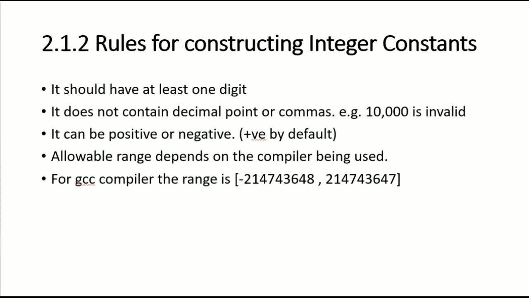So for example, 10,000, as in our day-to-day practice, we use commas to make it more legible. But in C programming language, we do not use this comma. If you use this comma, the compiler is going to throw an error. Now the next one: it can be positive as well as negative, and positive by default. That's quite understandable. Allowable range depends on the compiler being used.